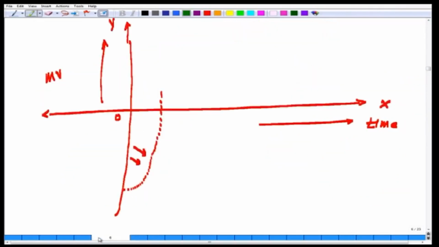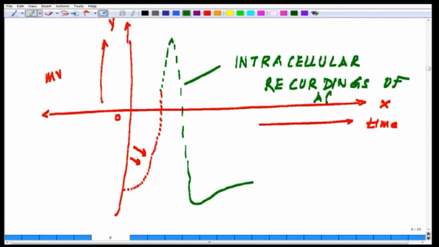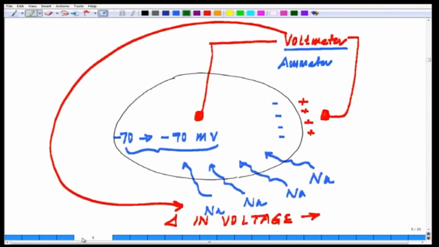So if I go back to the previous one, what you see here, this kind of action potential trace rising and falling, is coming from intracellular electrodes. Intracellular recordings of AP showing the action potential. Even in the previous slide, this is a classic intracellular recording. But then what will happen in an extracellular recording?